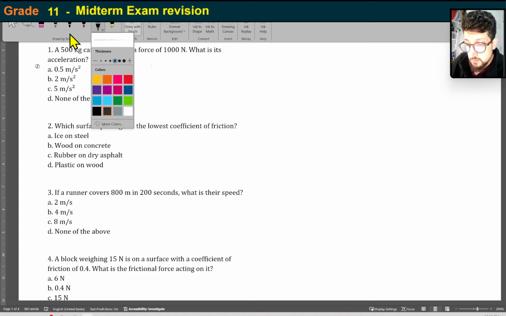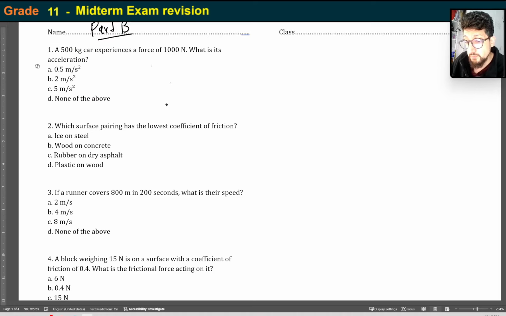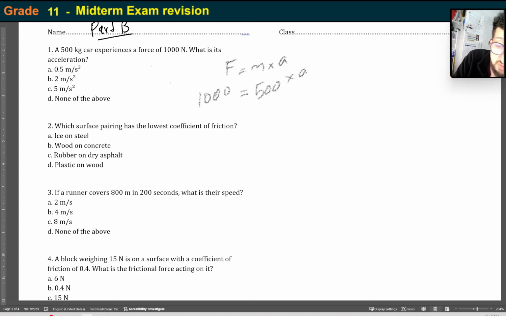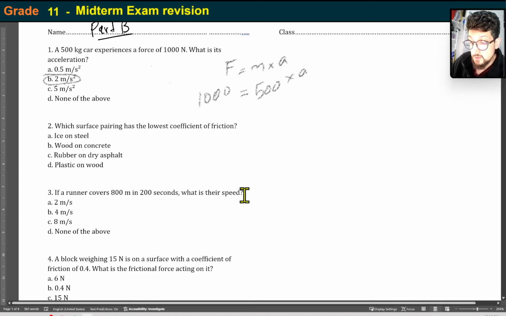Let's see. Okay, we've got a 1,500 kilogram car experiencing a force of 1,000 newtons. What is its acceleration? So obviously force equals mass times acceleration. So the mass is going to be 500, and the force is going to be 1,000. So the acceleration is going to be 1,000 divided by 500, or 2 meters per second squared.